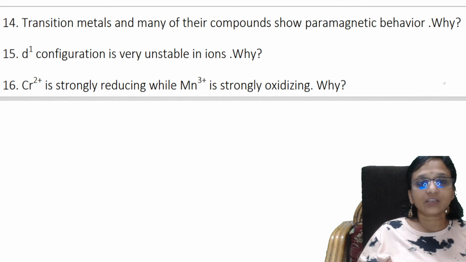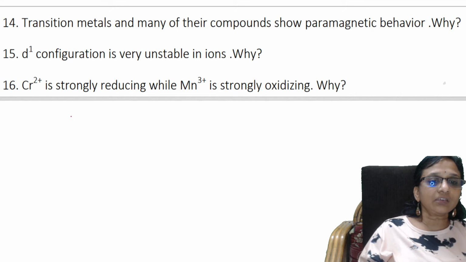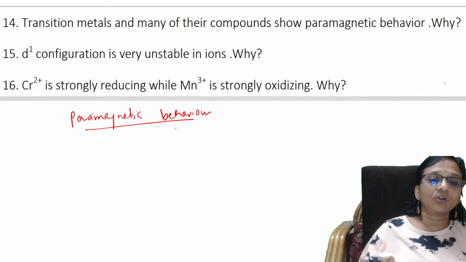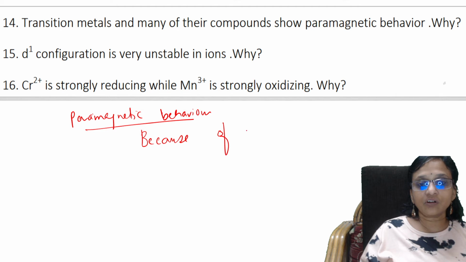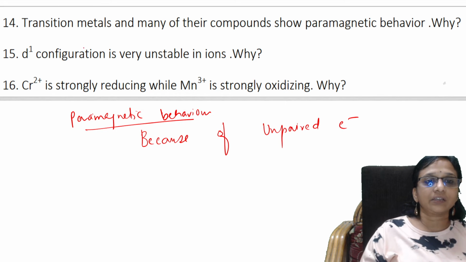Next question. Transition metals and many of their compounds show paramagnetic behavior. Okay. So when they give you a paramagnetic question, don't write a big story. Write simple. Write only one word. That is nothing but because of unpaired electrons. Because more unpaired electrons, more paramagnetic nature.